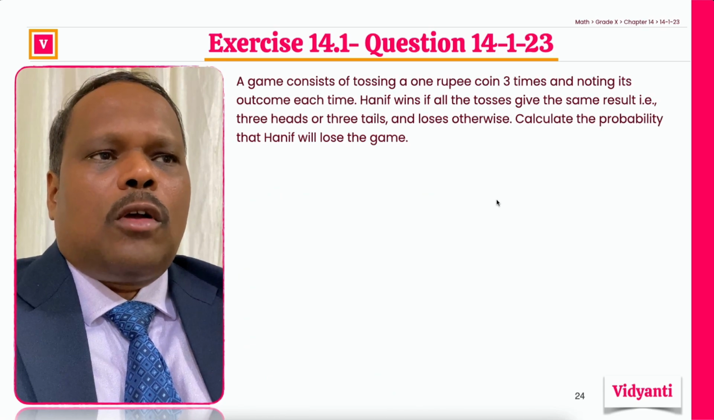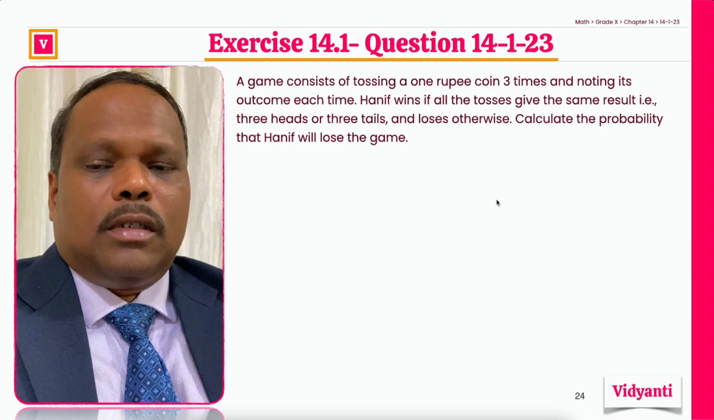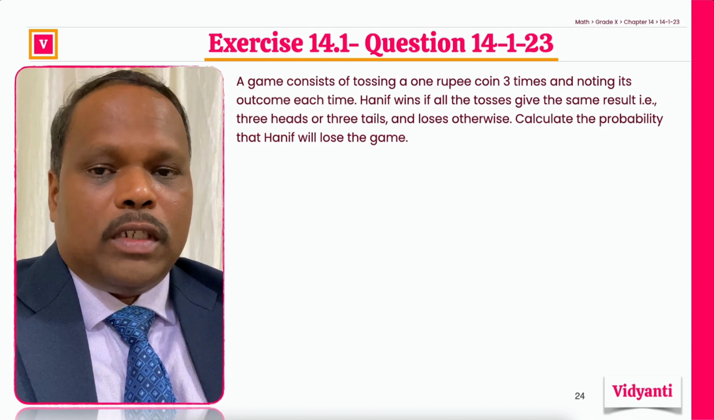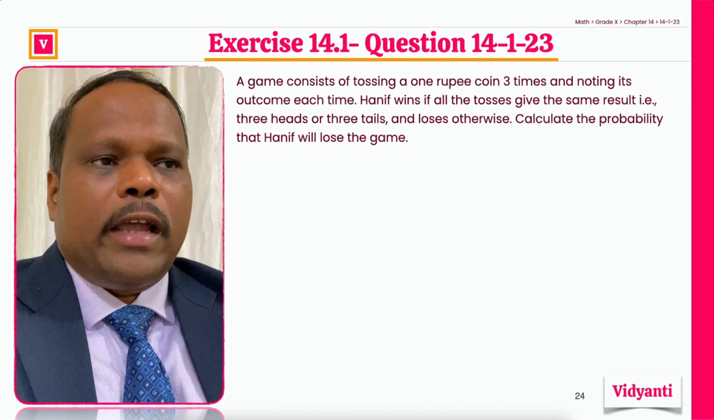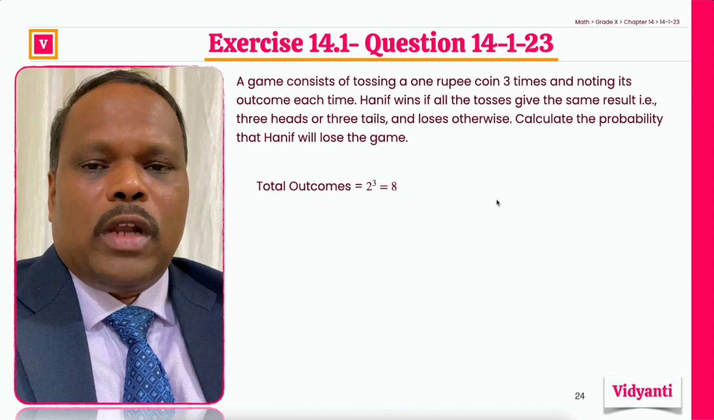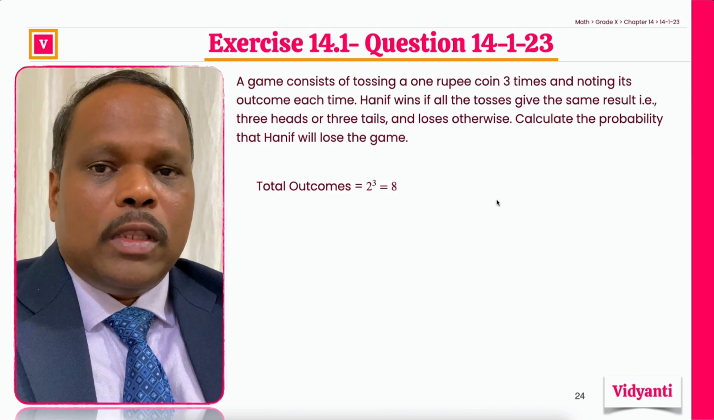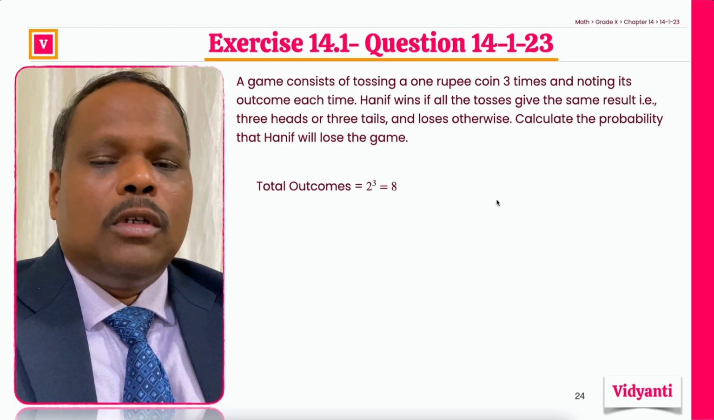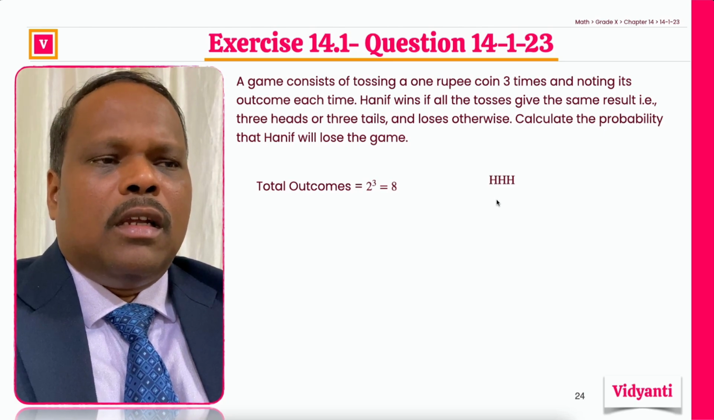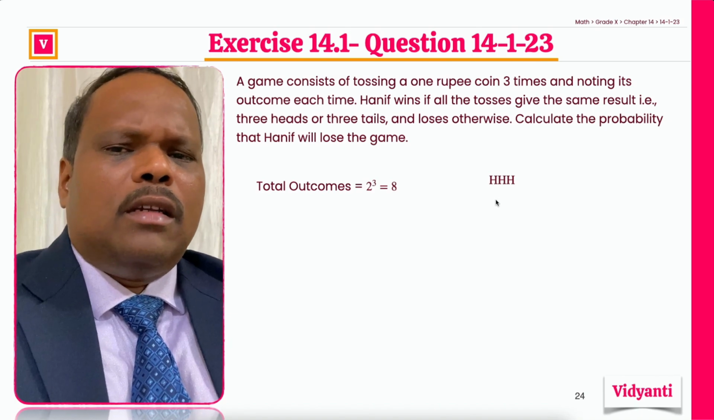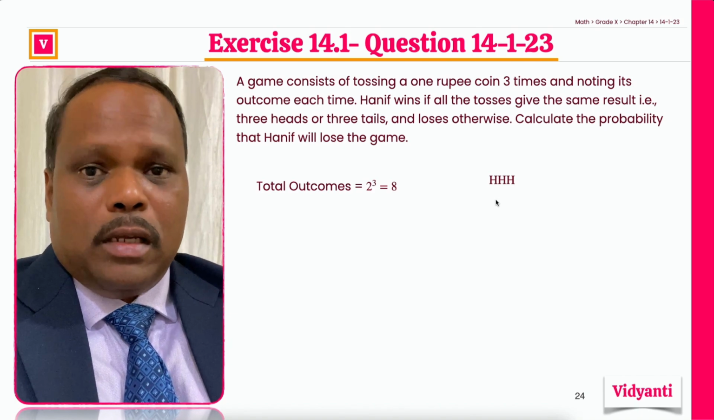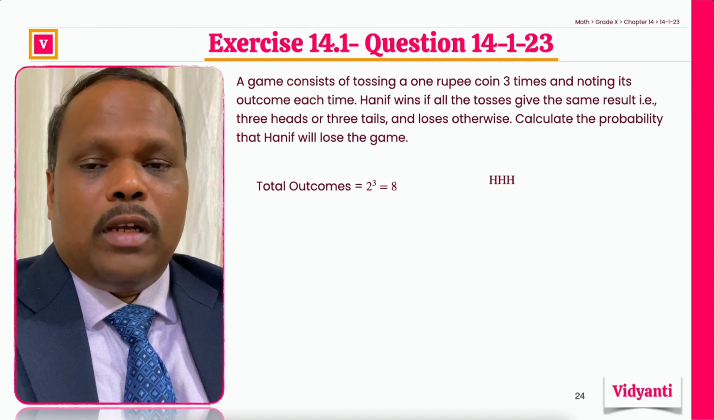A game consists of tossing a 1 rupee coin 3 times. Well, here the coin, which has 2 sides, heads and tails, is thrown 3 times. So you will have 2 raised to n, which is 2 raised to 3, which is 2 times 2 times 2. 8 possibilities are there. Now, let's make a list of 8 such possibilities. And if you write them randomly, there is a chance that you will skip one.